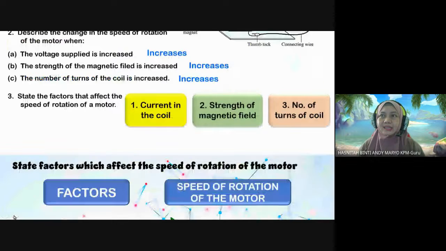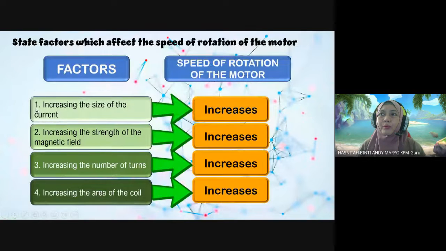For this activity, we can write all four factors that affect the speed of rotation. Again, the first one is the magnitude of current, or size of current. When we increase the size of current, the speed of rotation also increases. Second factor, the strength of the magnetic field. When it is increasing, of course, the speed of rotation also increases. And the third factor, the number of turns of coil. When we increase the number of turns, the current will be greater, so the speed of rotation will be higher. And last but not least, by increasing the area of coil.